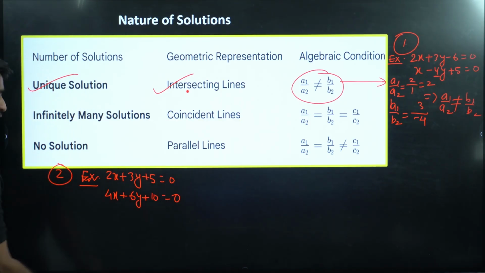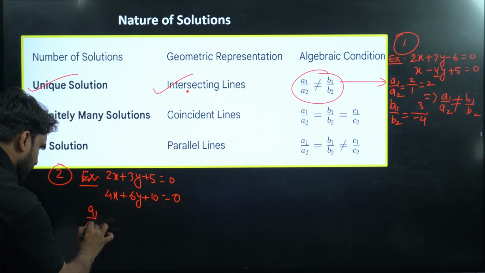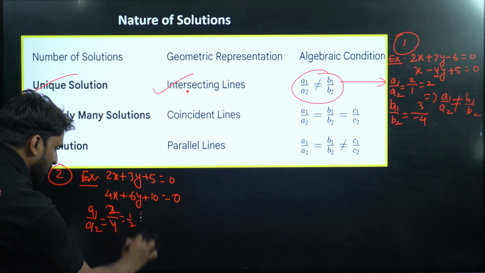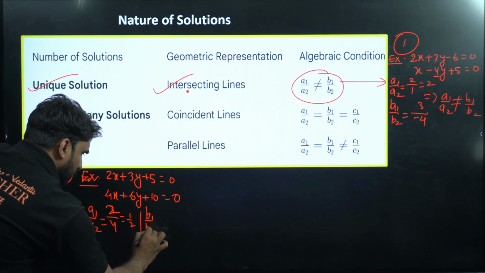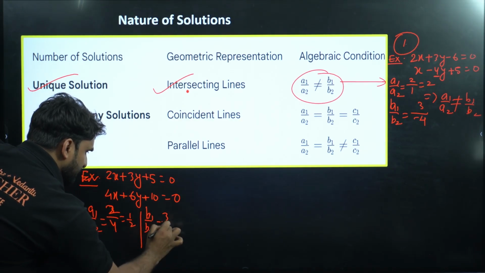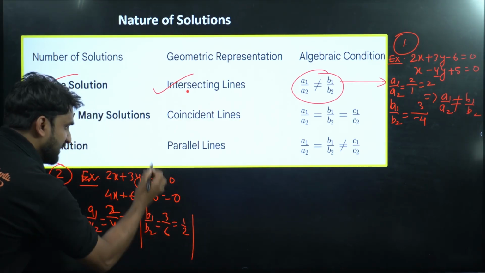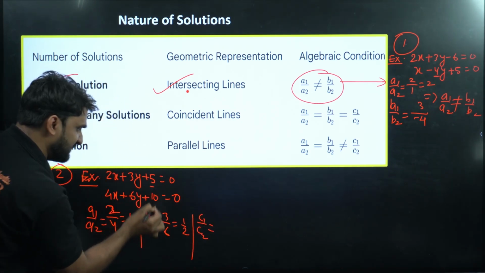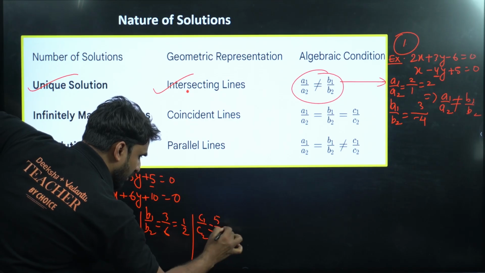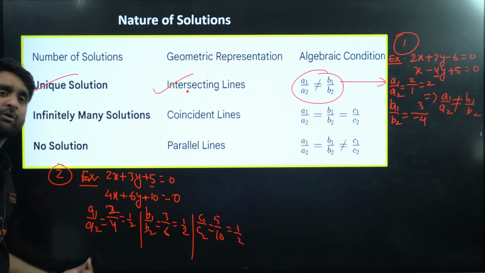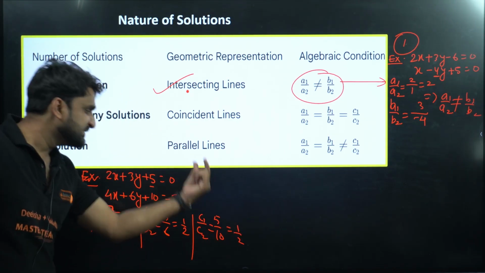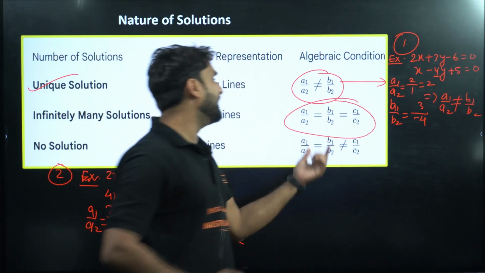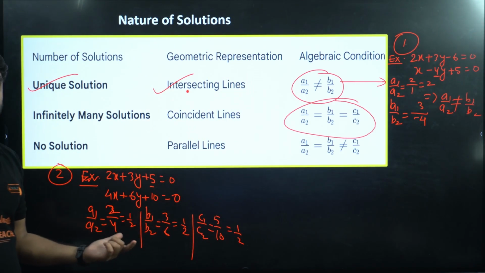Now find out the ratios. a1 by a2 is 2 by 4, which is 1 by 2. Similarly, b1 by b2 is 3 by 6, which is 1 by 2. Similarly, c1 by c2: c1 is 5, c2 is 10, so this is 5 by 10. Oh wow! a1 by a2 is 1 by 2, b1 by b2 is 1 by 2, c1 by c2 is 1 by 2. All are equal to each other, a1 by a2 is equal to b1 by b2 is equal to c1 by c2.